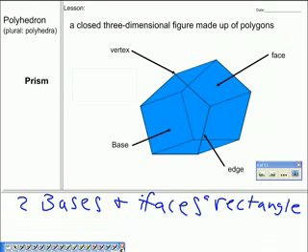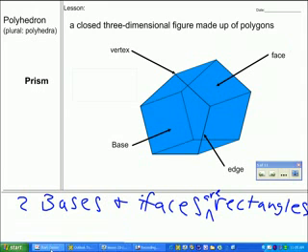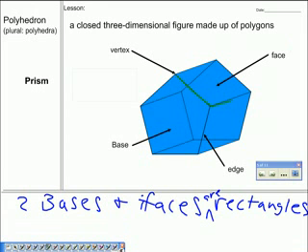I forgot the word: faces are rectangles. We can see that if I outline one of them in green. Here's one of the faces right there. That's a face, that's a rectangle. So in any prism, if it's not a base, it's a face, and those faces are rectangles. That's how I know it's a prism.